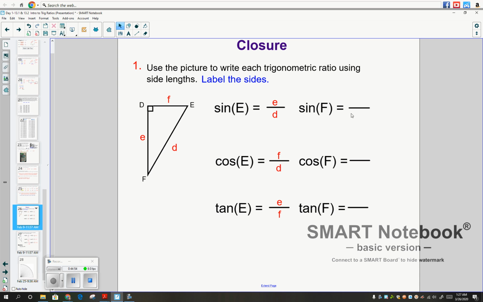Sine, so now angle F is my reference angle. Well, notice now side F is opposite, and D is the hypotenuse, so it's the ratio of F over D. Cosine of F, which side is adjacent? Well, it's E. Hypotenuse is still D, so E over D is cosine of F. And tangent of F is the ratio what? Opposite over adjacent, side F over side E, it's F over E.